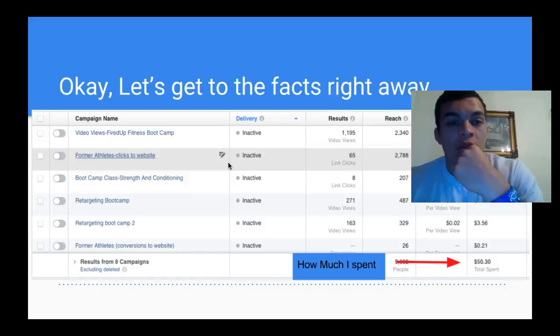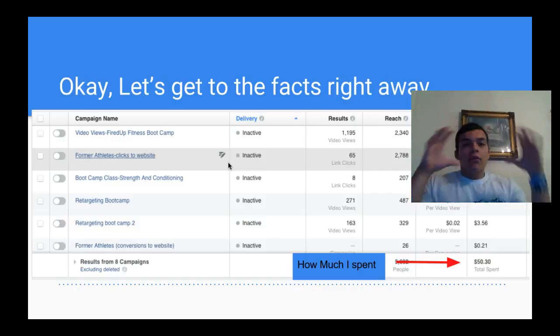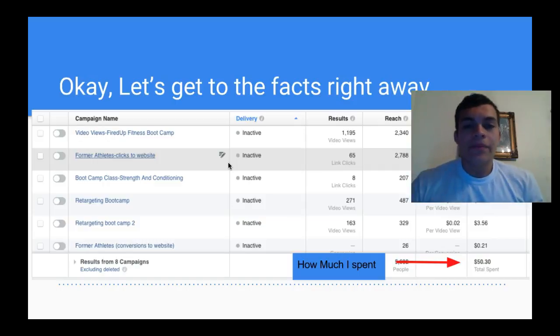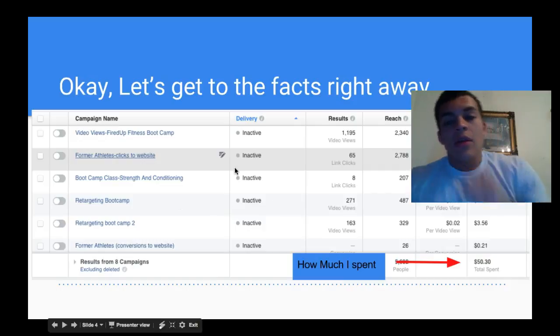Okay, so I'm gonna show you guys. I'm gonna get right into it. Let's get to it right now. Now we're looking at the umbrella kind of thing. We're looking at the full picture of everything, what's on the back end of my Facebook ads. If you're looking at your Facebook ads and if you've run ads before, you'll see something like this. So let me talk you guys through this.